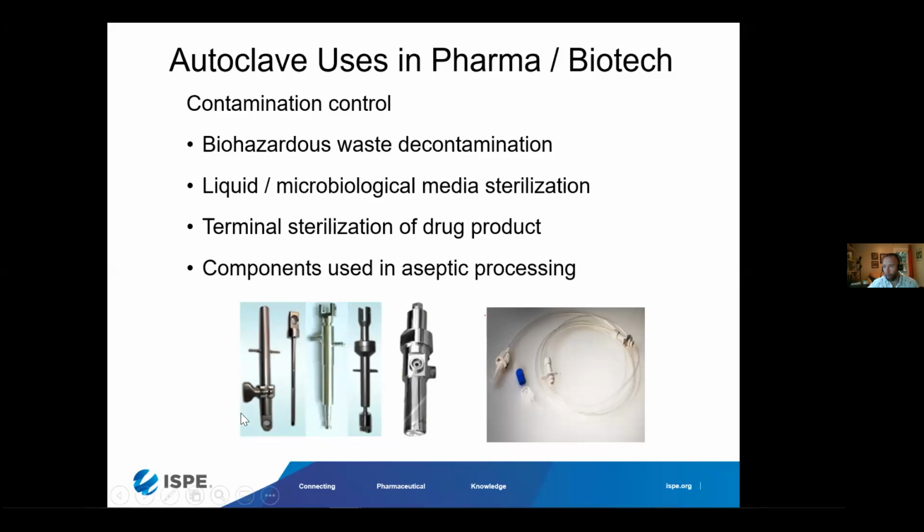So I have a photo here of some stainless steel filling pumps, and on the right there is some plastic tubing. The product contact surfaces are typically sterilized either in the autoclave or maybe steam in place sterilized at the filling line. But this is probably, I would say, the largest use of the autoclave in our industry.